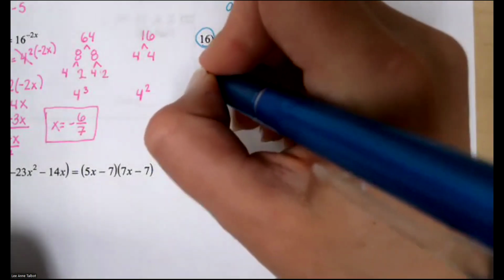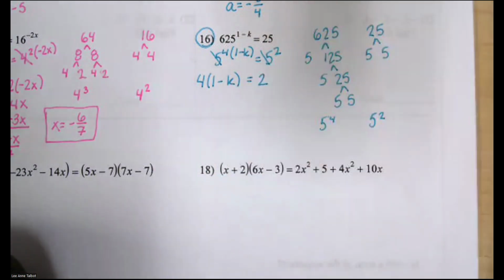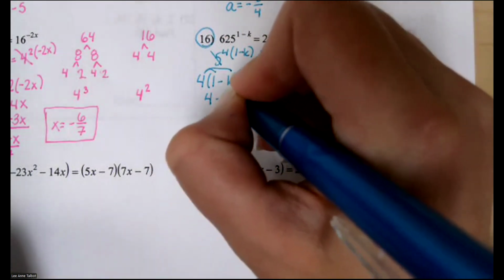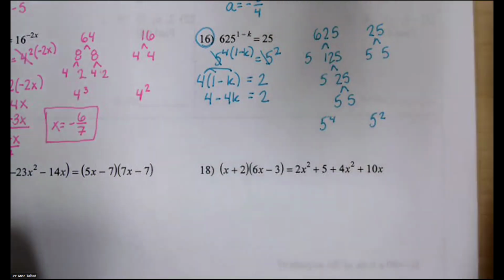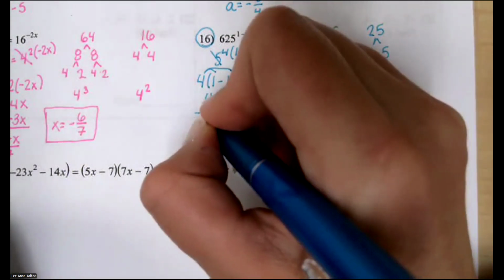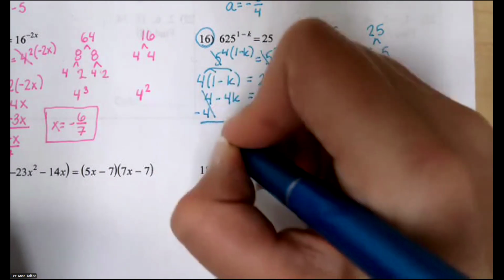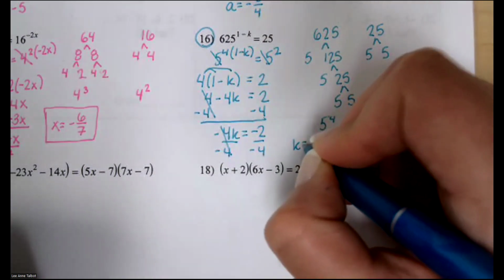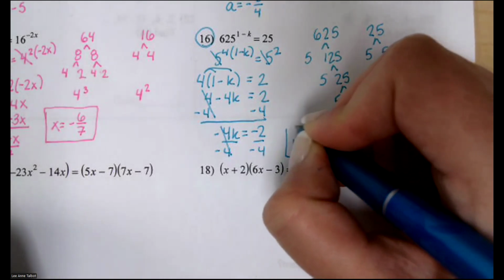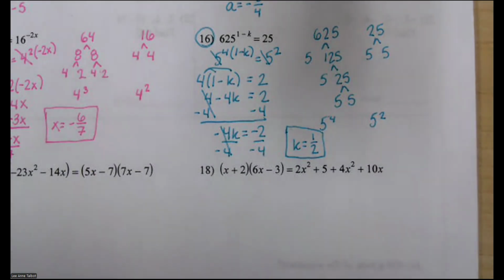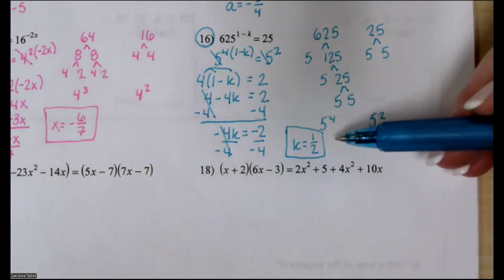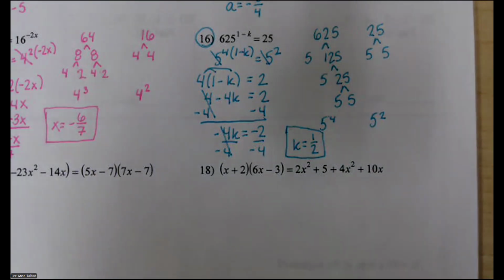Cancel, cancel. Okay, anyway. So remember, negative, negative makes a positive, and then 2/4 reduces to 1/2. It's my favorite fraction to reduce.